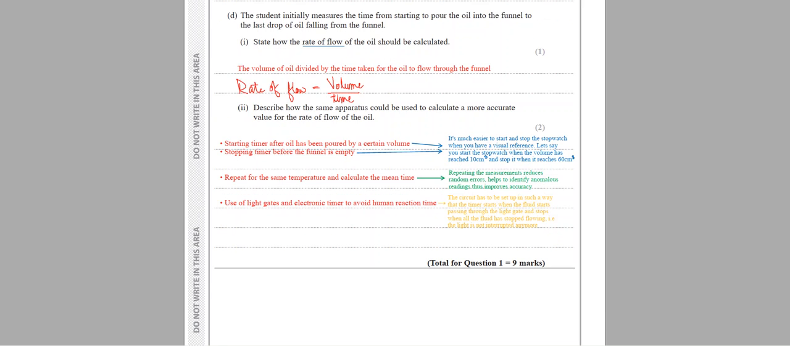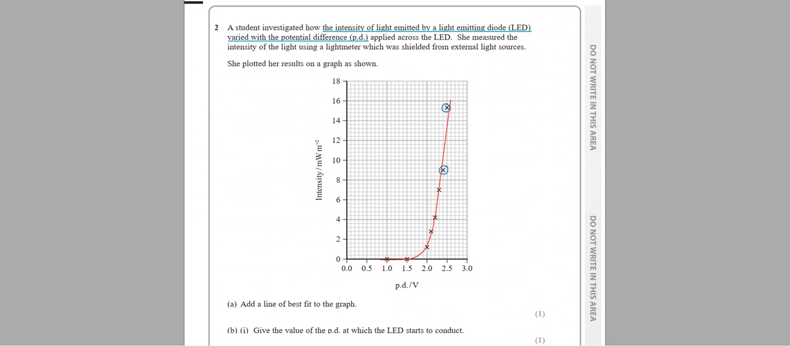Now let's move on to our next question. A student investigated how intensity of light emitted by a light emitting diode, LED, varied with potential difference, PD, applied across the LED. She measured the intensity of light using the light meter, which was shielded from external light sources. She plotted her results on the graph as shown.